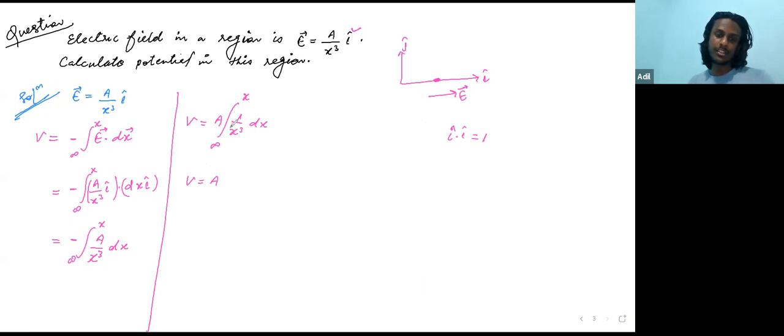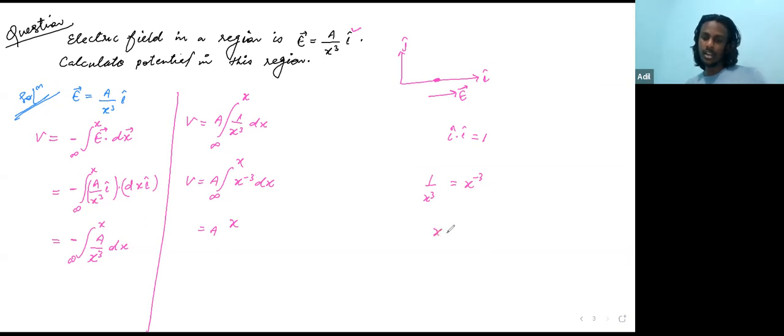Before integration, first of all, we should try to write down 1 over x cube in the proper form of integration. We can write it x to the power minus 3. Okay, x to the power minus 3 dx from infinity to x, and A x to the power minus 3 after integration. You have already known if there is x to the power n, after integration you get x to the power n plus 1 over n plus 1. Do you remember this formula of integration?